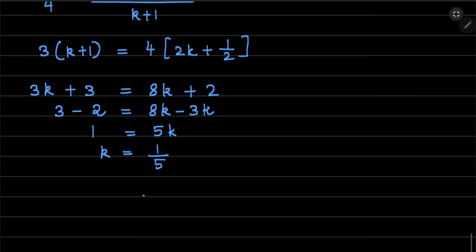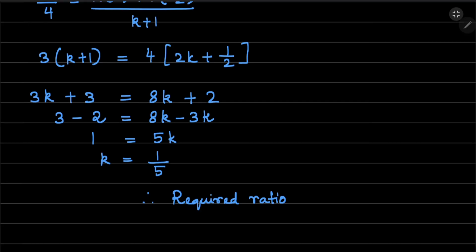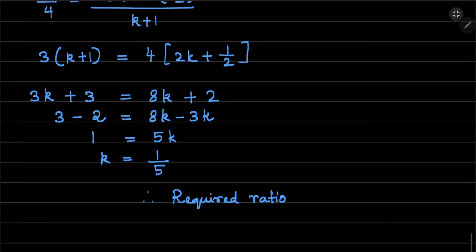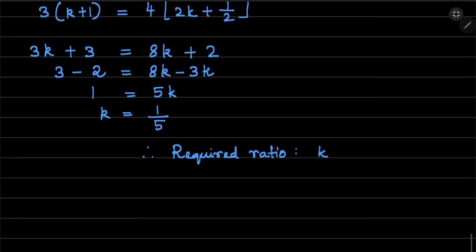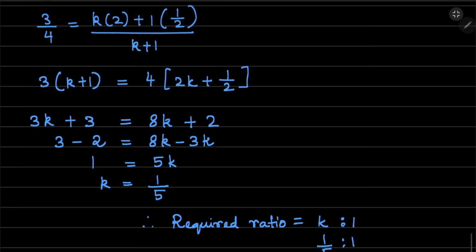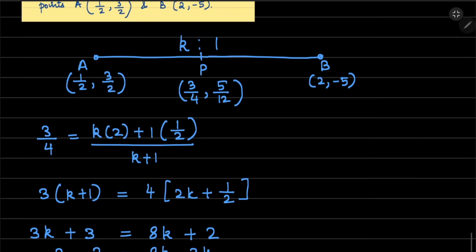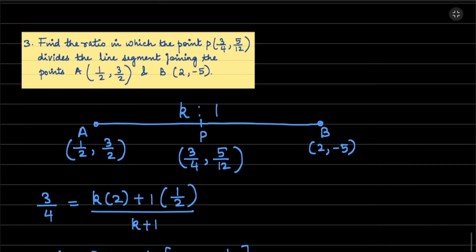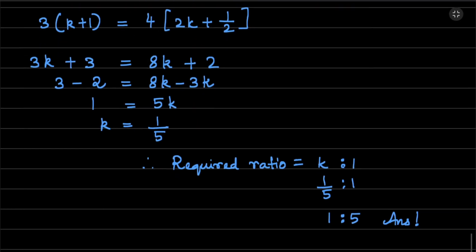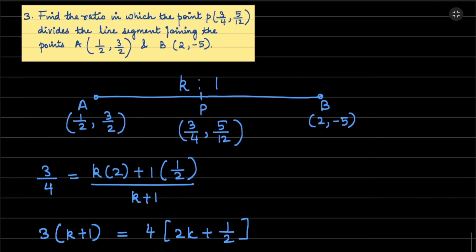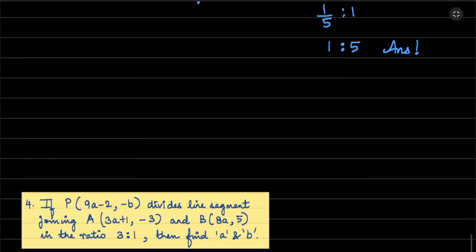You can write that. Therefore, the required ratio in which the point P divides the line AB internally is nothing but k:1, and k is 1 by 5, so 1 by 5:1, or you can write it as 1:5. And that's your answer. Okay, so it is in the ratio 1:5 that the point P divides AB. So that's all. This is your answer. Let's move on to the fourth question.